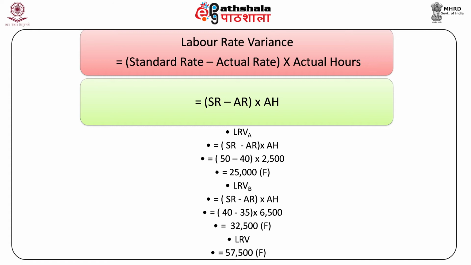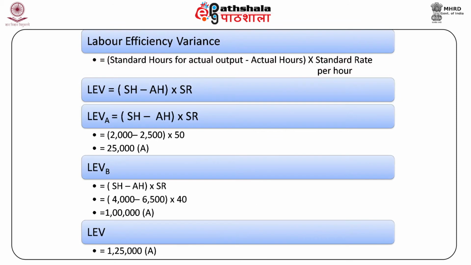LRV will come to 57,500 total, that is favorable. Labor efficiency variance is equal to standard hours for actual output minus actual hours into standard rate per hour. In short, LEV is equal to SH minus AH into SR. LEVA is equal to SH minus AH into SR. Putting the figures in the formula, 2,000 minus 2,500 into 50 will be equal to 25,000, that is adverse.